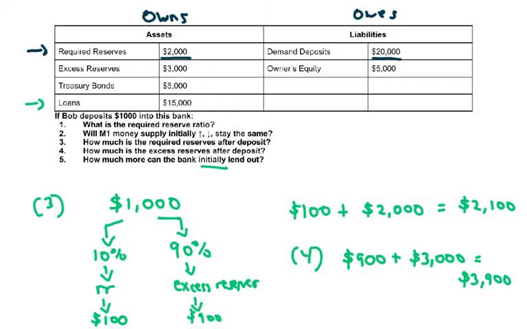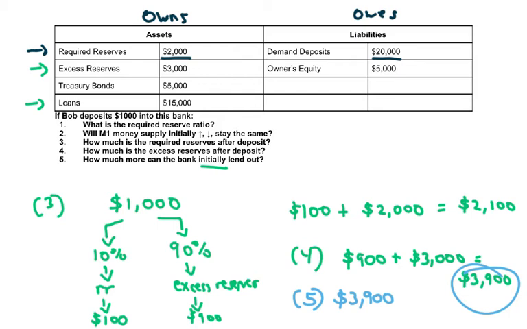Well, where can they get that money from? Well, they can't take it out of required reserves because remember the government says you have to keep that money there to meet people who want to withdraw their money. You can't touch that money. So the only money that's left is whatever is in excess reserves. And we just calculated the new value of excess reserves as $3,900. And so the answer here for number 5 is going to be $3,900. That is how much the bank can initially lend out beyond the $15,000 that's already being loaned out currently.